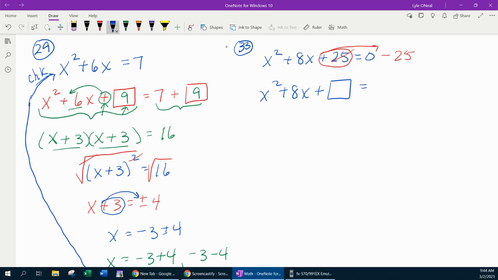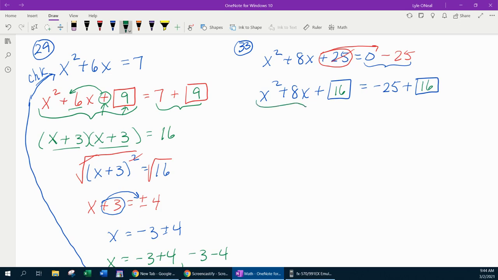So on the other side, we've got 0 minus 25, which is minus 25. And remember, whatever you do to one side, you have to do to the other. So I'm going to put a special space over here too. Now, in order to complete the square, you take half of b, in this case 4, and then that result you square. 4 squared is 16, goes in both boxes. That is the completing the square step.